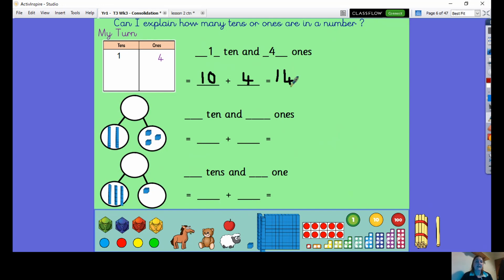So we're just sort of looking at it a little bit like partitioning, because I want you to know that that 1 doesn't mean 1, it means 10, 1 ten. So let's have a look at this and see what number I'm going to make here.